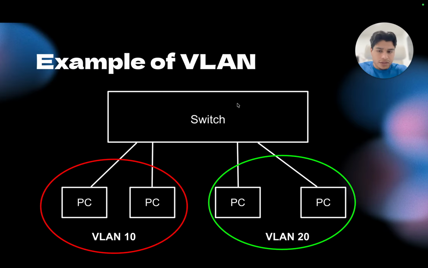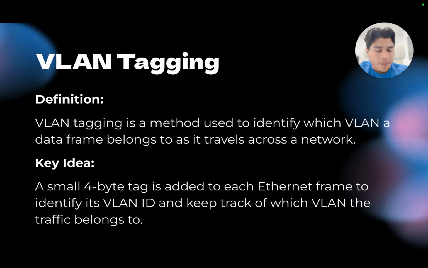So VLAN tagging. VLAN tagging is a method that's used to identify which VLAN a data frame belongs to as it travels across the network. So it's a small 4-byte tag that is added to each Ethernet frame to identify its VLAN ID and keep track of which VLAN the traffic belongs to.